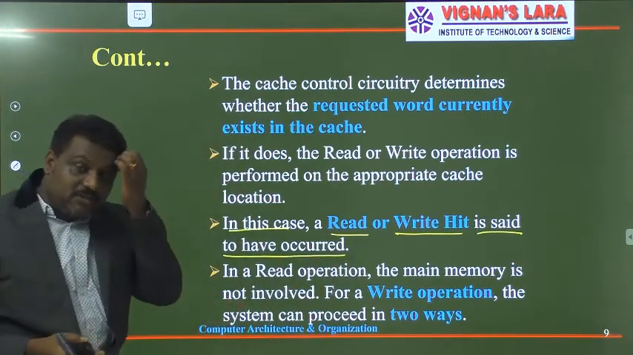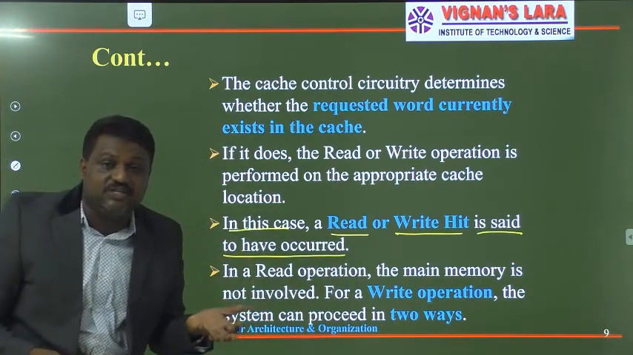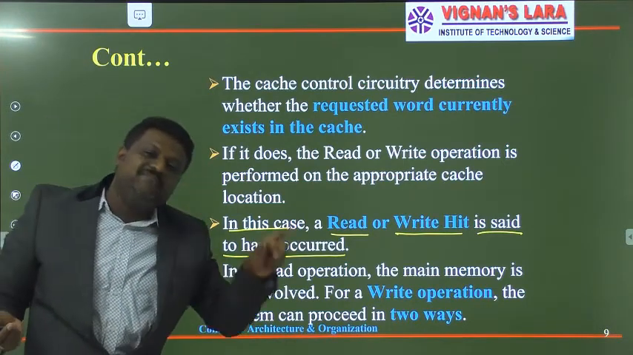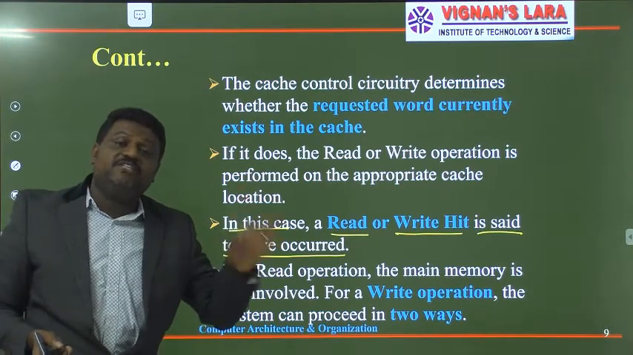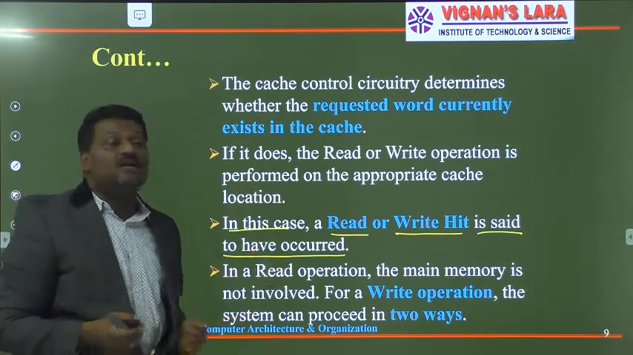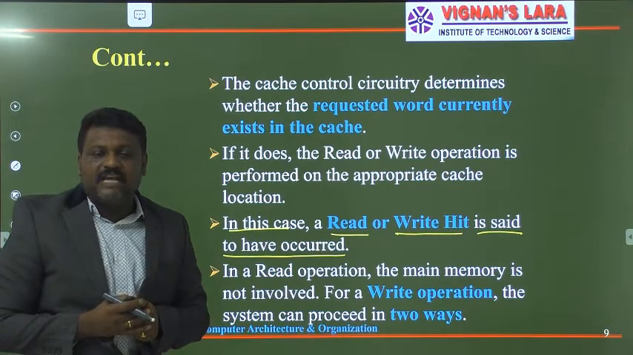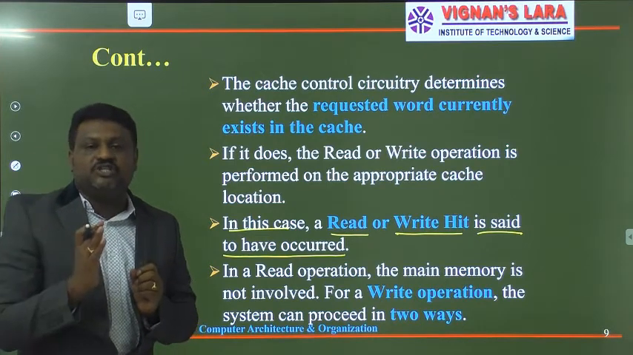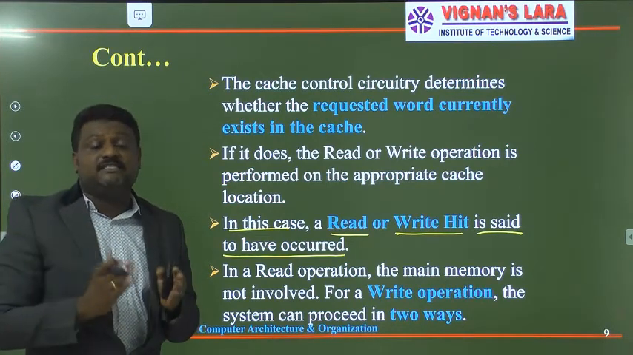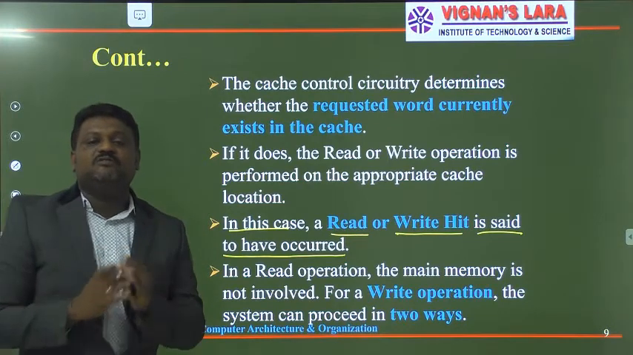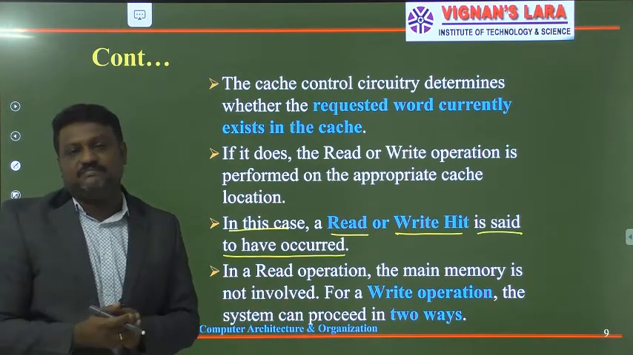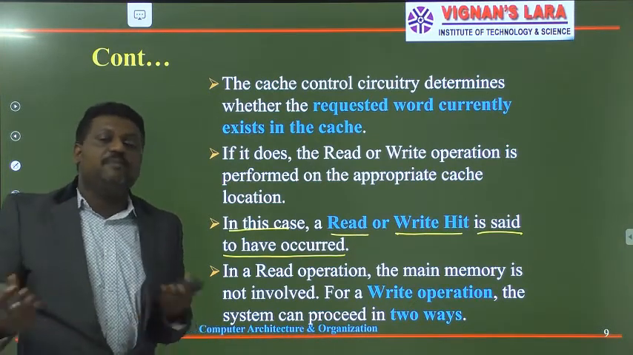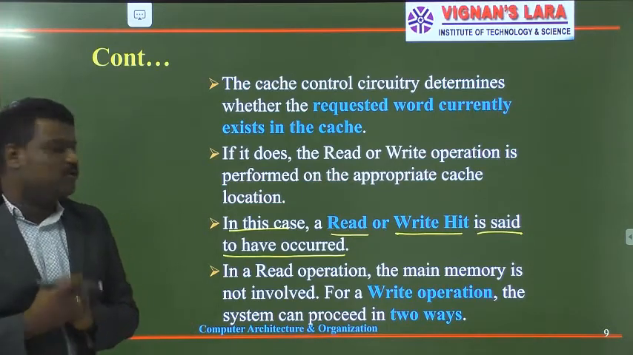That means whenever the asked information is present in the cache, I can say that is a read hit. Or if I want to write something onto any specific location, and that location is available in the cache, then I can call that a write hit. That means whatever operation our processor performs on a particular location, if that location's information exists in the cache memory, we call it a hit operation. If your operation is read, that is a read hit. If your operation is write, then that is a write hit. That's what we can call it.